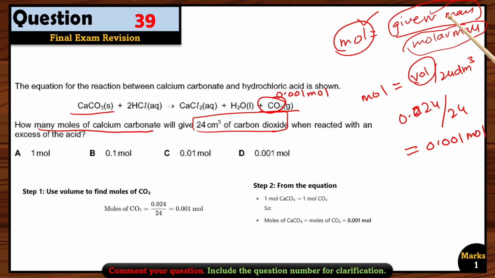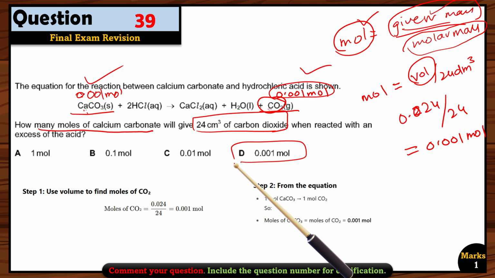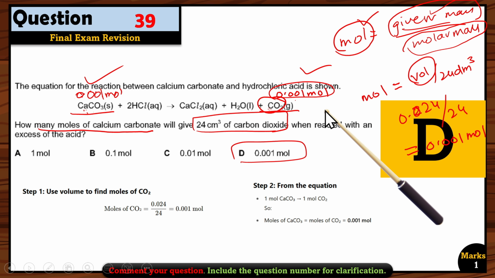So now you don't need the mass or anything, because these two are the same. 1 mole is giving you 1 mole of carbon dioxide. So how much carbon dioxide will you get from calcium carbonate? 0.001 mole. So it means you have used 0.001 mole. Okay, they will be the same. So where can you find this option? Option D. So it means 0.001 mole of calcium carbonate has produced 0.001 mole of carbon dioxide. So option D is the right option.